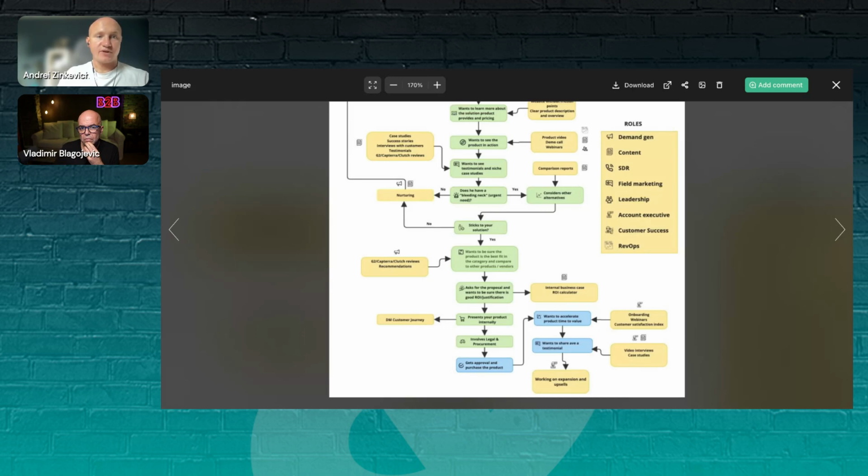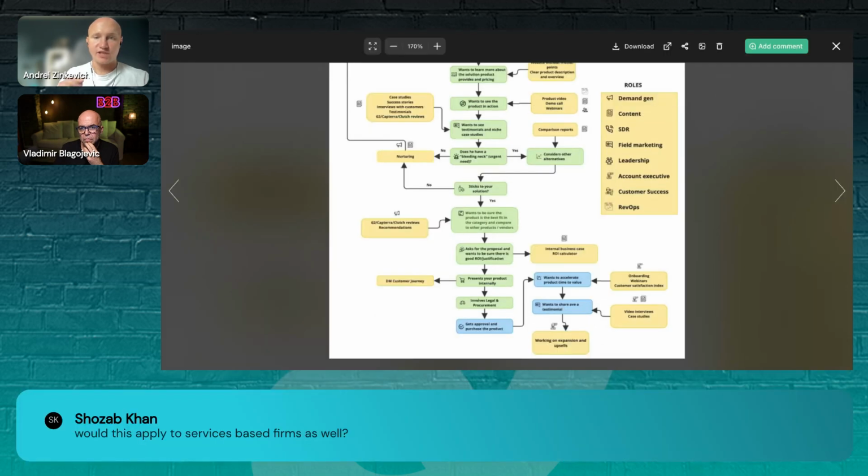There was a question from Shazab. Would this apply to service-based firms as well? Yeah, it's a good question, and in some ways, even more. Very frequently, service-based companies can address different kinds of challenges for different kinds of customers, different use cases for different types of customers in different industries, et cetera, et cetera.